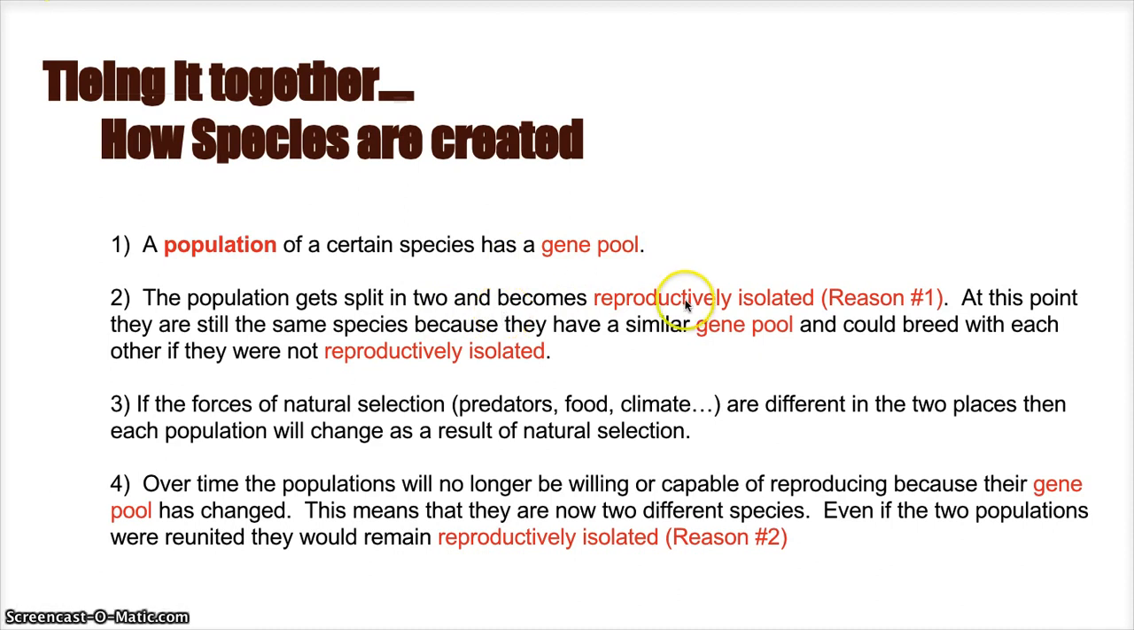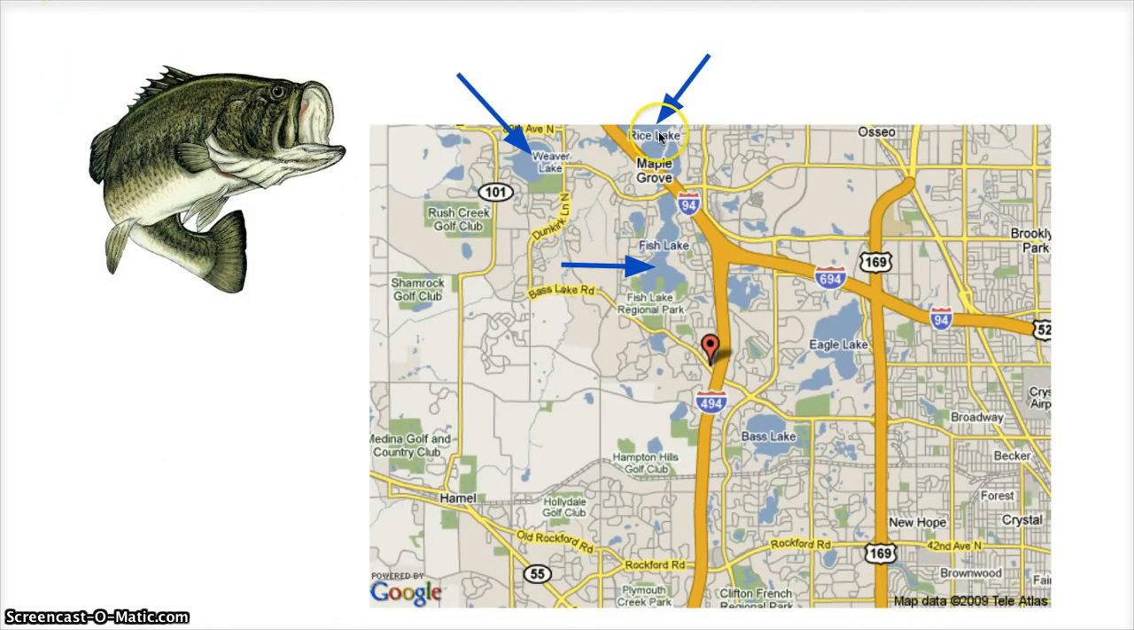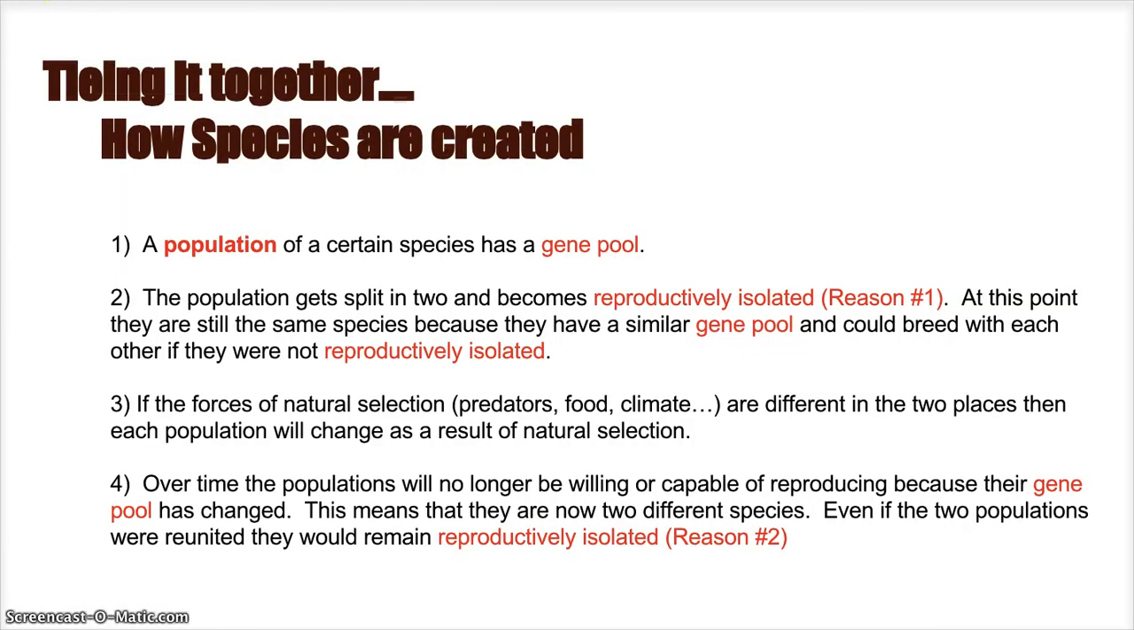Then the population has to get split in two, for a whole variety of reasons. Fish Lake and Rice Lake, in our example before, probably at one time were connected lakes, but they have been split. So they can be split for a variety of reasons. It can be because of changes in geography, changes in climate that make things dry out or become more wet, or whatever.